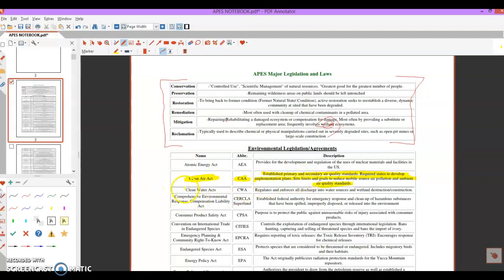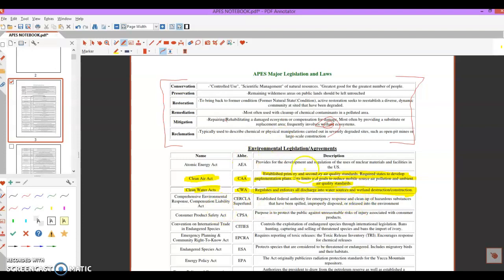The next one that you need to know is the Clean Water Act. Surprisingly, this does not have to do with our drinking water; that's another one. The Clean Water Act regulates and enforces all discharge to prevent contamination of water and wetlands or water-based ecosystems. So basically, when construction sites have a bunch of waste, there's a specific way that they have to dispose of it so that it doesn't contaminate the water.